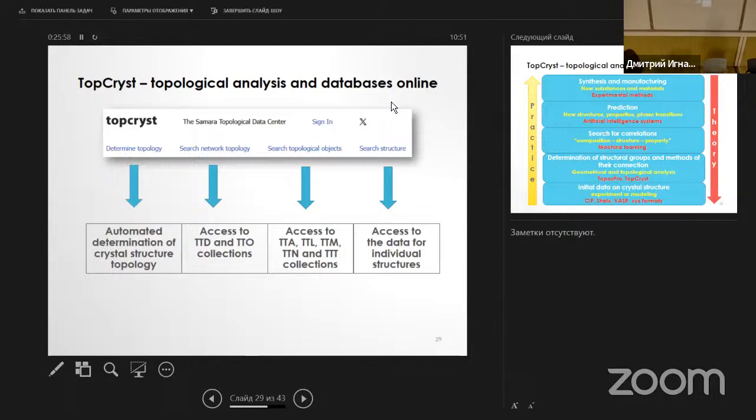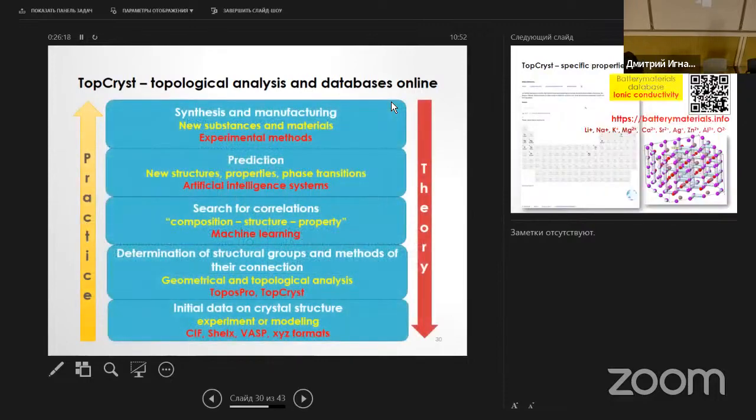TopCryst gives us not only this ability, but these are different parts of this system, and it gives the user online access to almost all our databases. And so you can find the relations between your structure and other structures which were determined by other people.